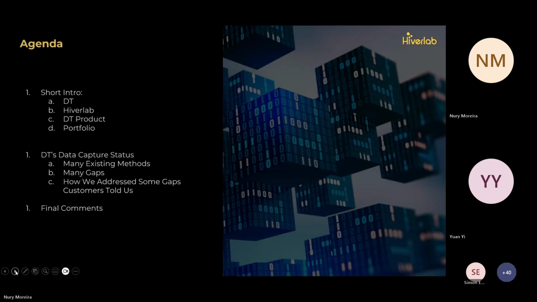Next slide, please. Okay, so agenda-wise, we will run through a quick introduction of our company and some of the projects that we have worked on in the past. After that, we are going to dive deep into the data capture gaps, as well as some of those solutions that we have provided so far to address some of the gaps. Overall, there are still a lot of opportunities in the areas of data capture, and I will leave a few final comments on that particular point. Yeah, next slide, please.